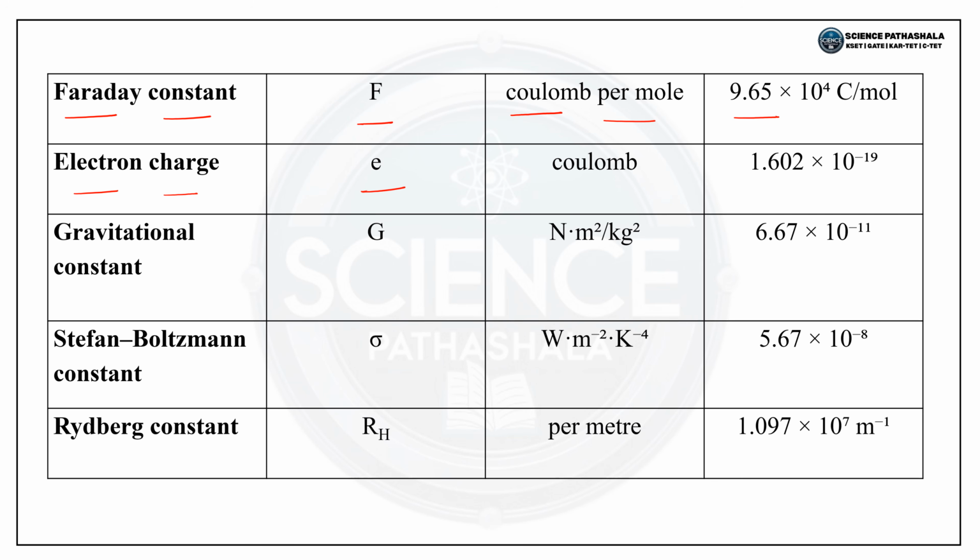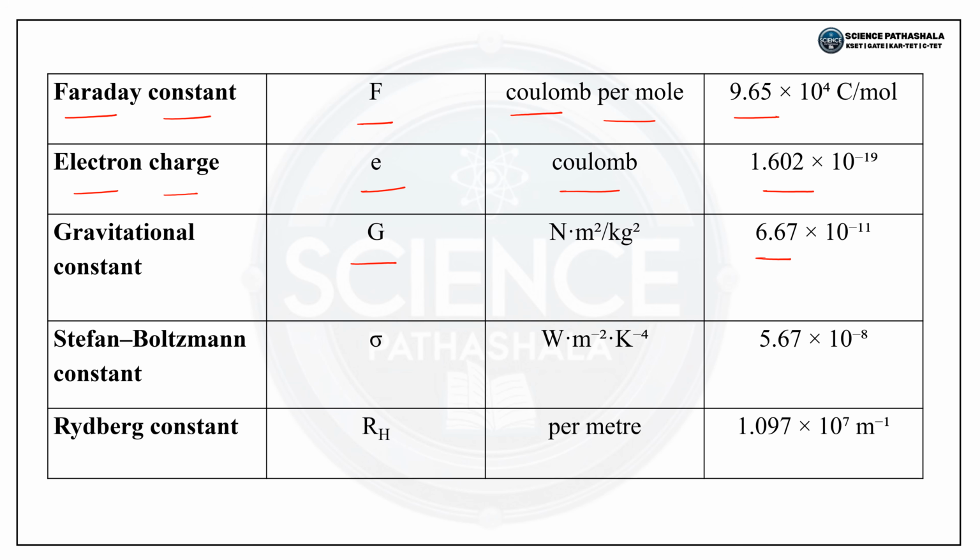ಇದನ್ನ small e ಇಂದ represent ಮಾಡ್ತಾರೆ. So SI unit coulomb, value 1.602 into 10 raised to minus 19. The next is gravitational constant. So gravitational constant andre it determines the strength of gravitational attraction between the two masses. So ಇದನ್ನ capital G symbol ಇಂದ represent ಮಾಡ್ತಾರೆ. So here the SI unit for this is ಏನಪ್ಪಾ ಅಂದ್ರೆ Newton meter squared per kilogram squared. So ಇದರ value 6.67 into 10 raised to minus 11.